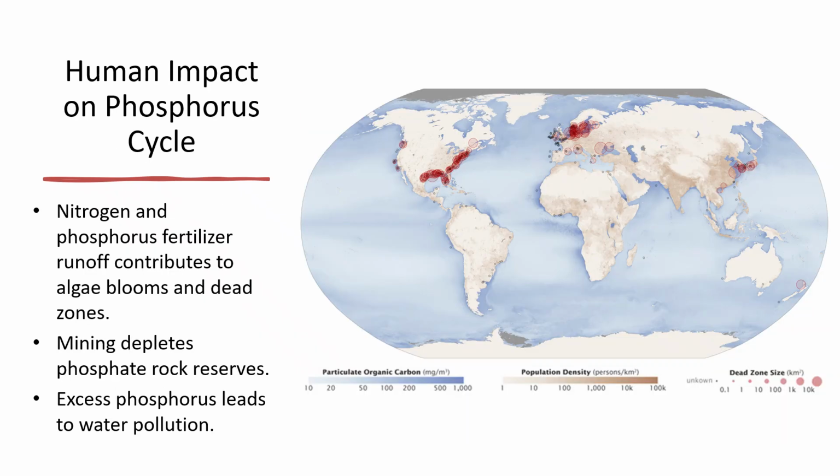Fertilizer runoff containing phosphorus can lead to algae blooms and dead zones. Mining depletes phosphate rock reserves. Excess phosphorus in water can disrupt ecosystems.